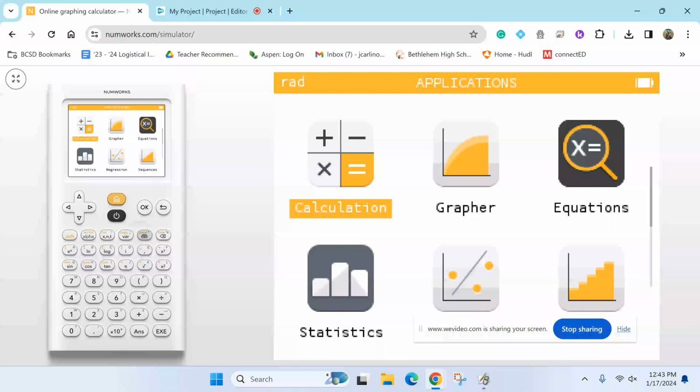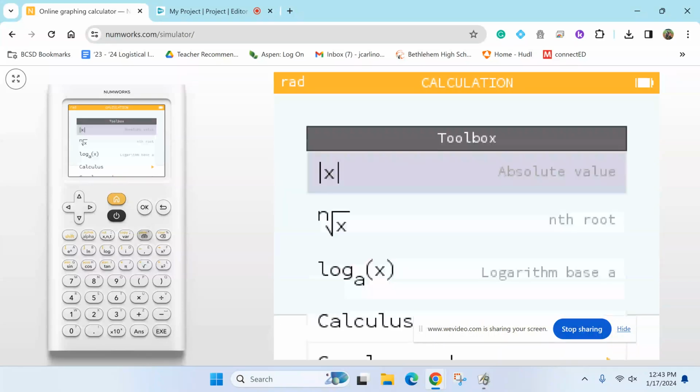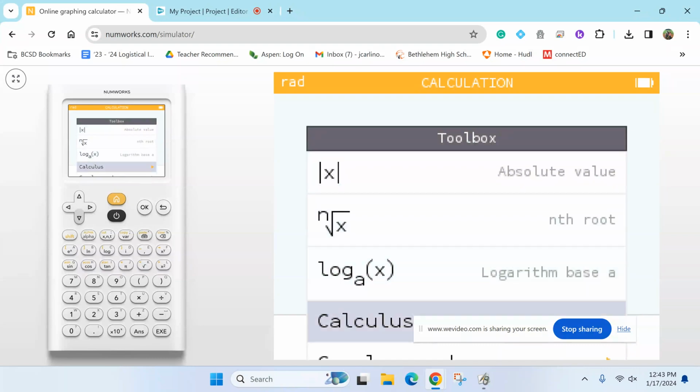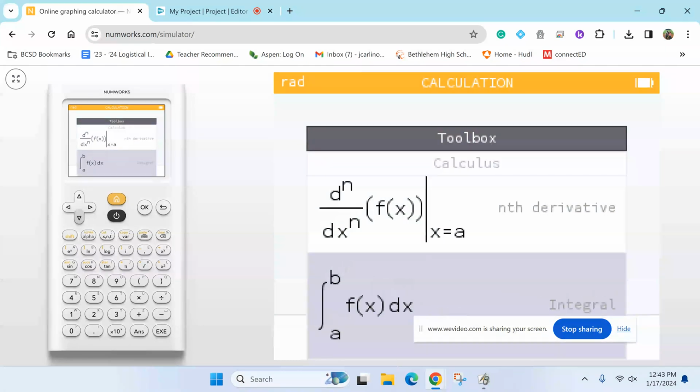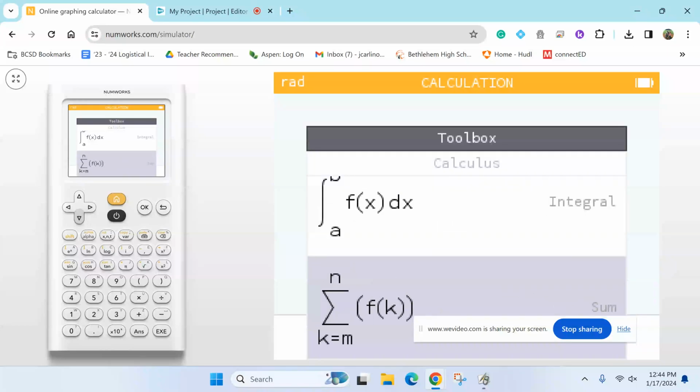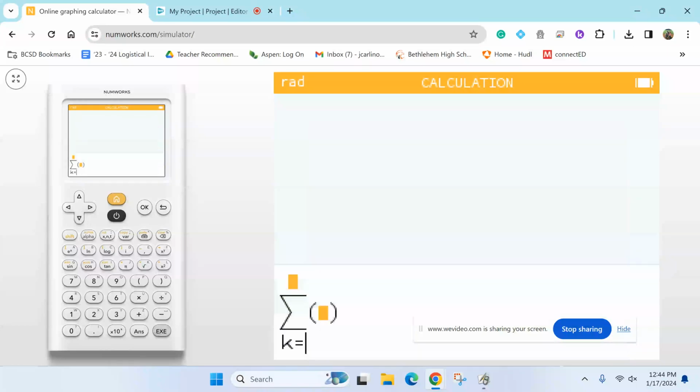And I don't know why my toolbox here isn't working today. Everything else is, but that. You have to be in calculation. Oh, thank you. That would help. Yep, there you go. So toolbox, calculus, scroll down. Don't even look at those. That'll scare you. And then down below, there's your sigma. Okay, so it's under calc.